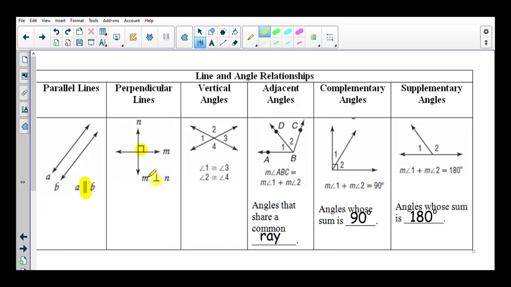So this means that M is perpendicular to N. Those 2 lines meet at a 90-degree angle. So you've seen those before. You may not have seen the symbols, but you've definitely seen those terms before.